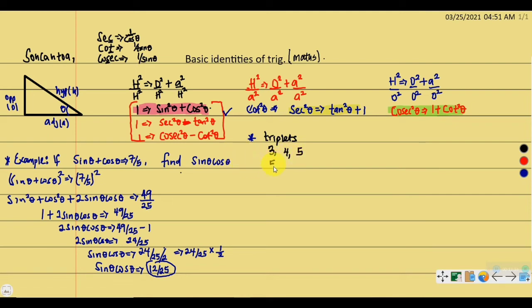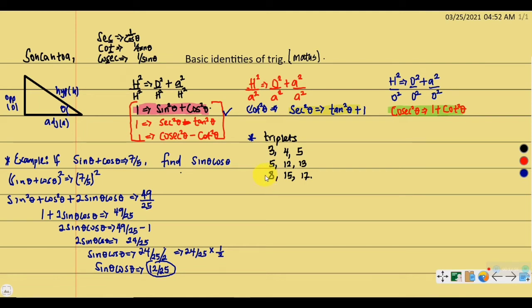The 5, 12, 13, which I believe you know. And if you don't know, there is always a first time for everything. And the 8, 15, 17. There are lots more, but these are the major ones you can keep in mind for now. Please keep that in mind. I have a lot about them.